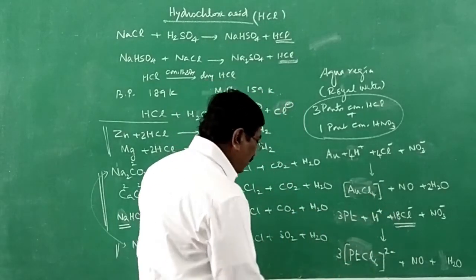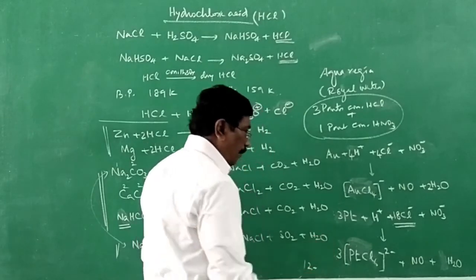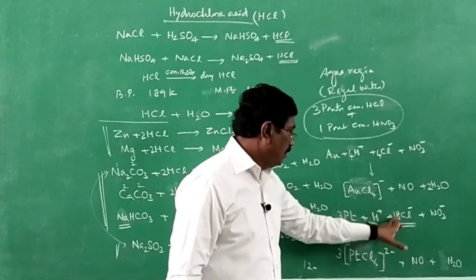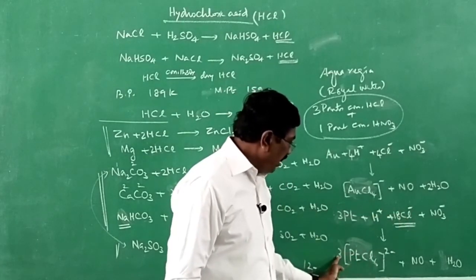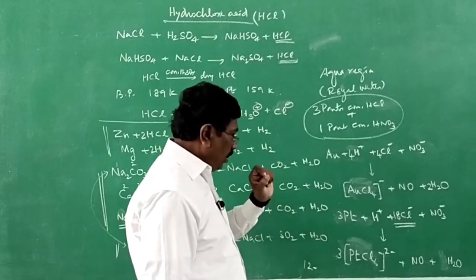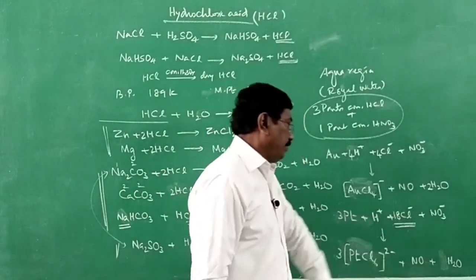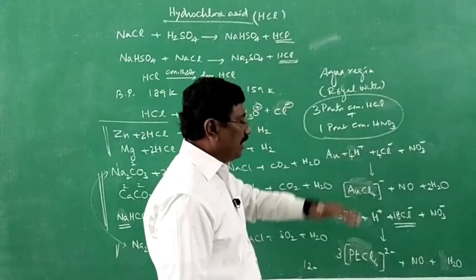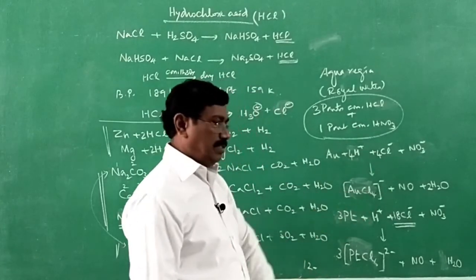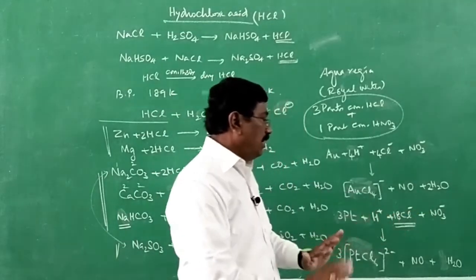Loss of how many negative charges? 12 negative charges. Here 18, together 18 minus. This 3 into 2 minus is 6 minus. Therefore the difference is 12 minus. 12 minus we have to add here, or 12 positive charges should be in excess over NO3 minus. Then the equation will be balanced.